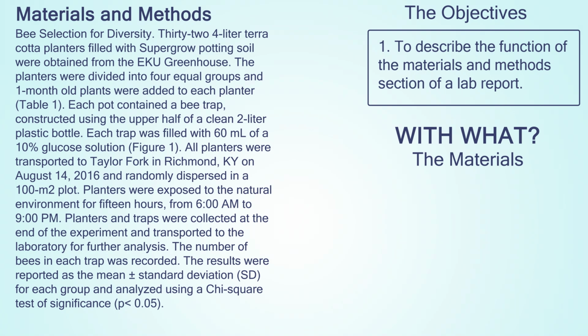Did you write down the following items? Terracotta planters, the potting soil, plants, bee traps, 2-liter bottles, glucose solution, and the plots in Taylor's Fork?